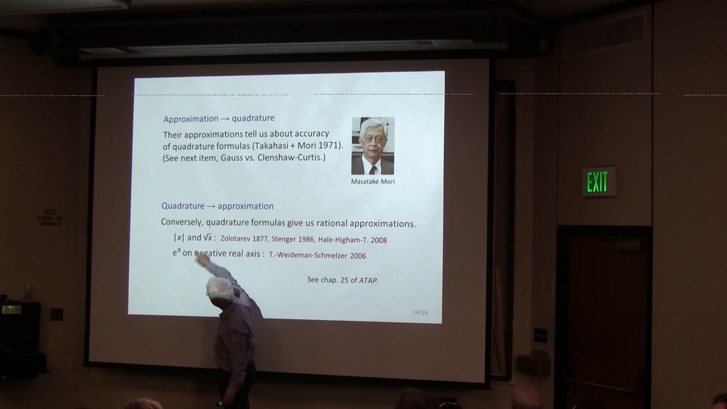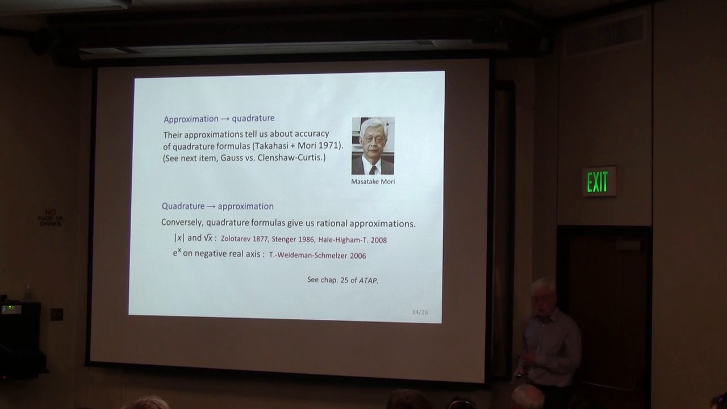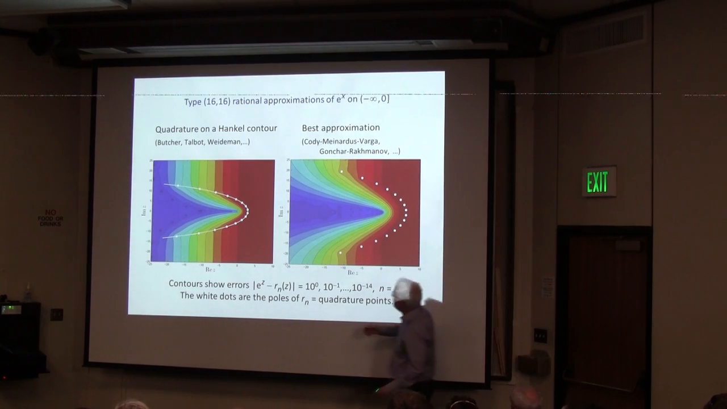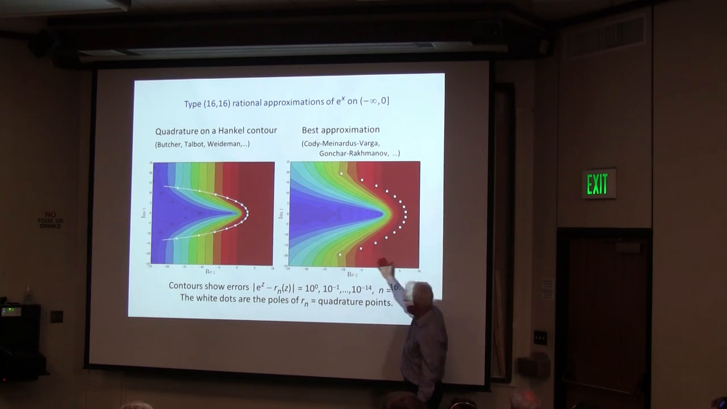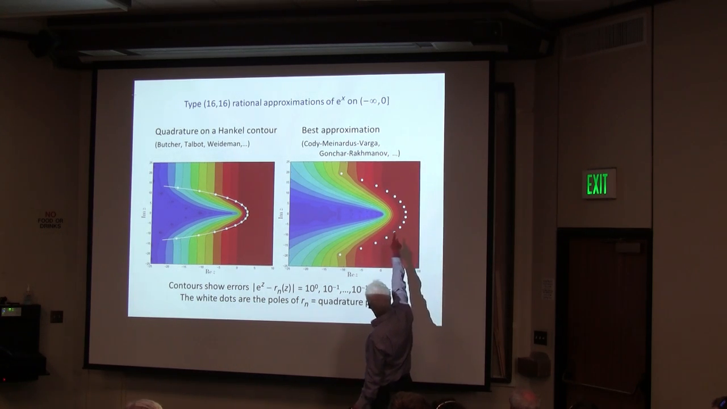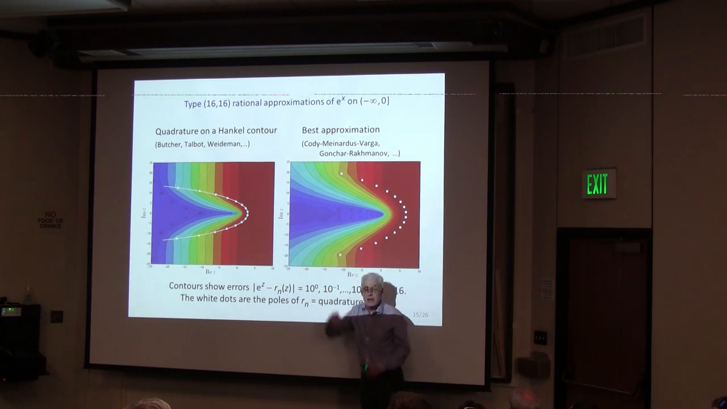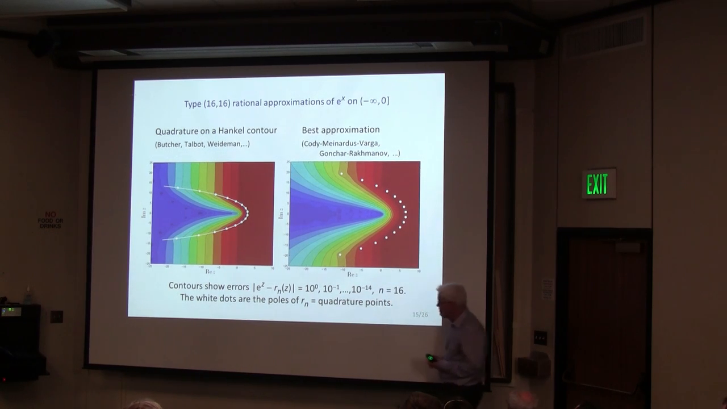These are the two most famous problems of rational approximation. One is absolute x or square root of x on a finite interval. The other is e to the x on the negative real axis. In both cases, using a quadrature formula, you can get the asymptotically right result. And I think I have some pictures here. So here is a picture of the best approximation to e to the x on the negative real axis. These are error curves of the difference between e to the x and its approximation. It's of degree, I think, 16. Blue means 10 to the minus 15th. Red means 10 to the 0. So you see this remarkable accuracy of best approximations. These are the poles of the best approximations with 16 poles.